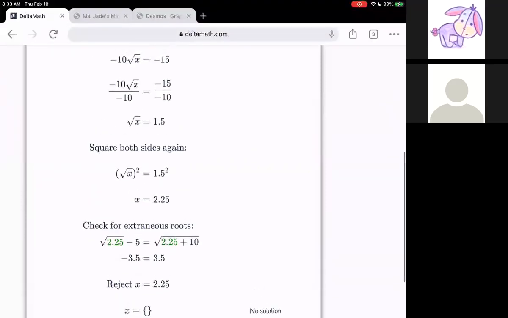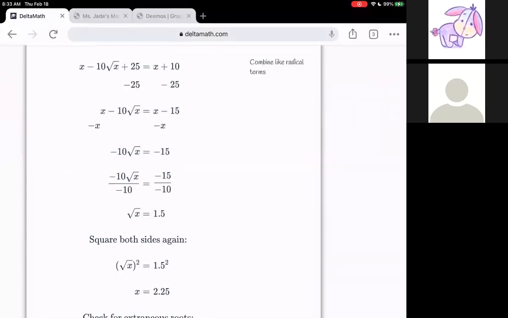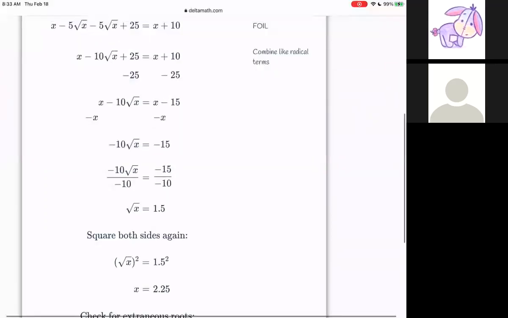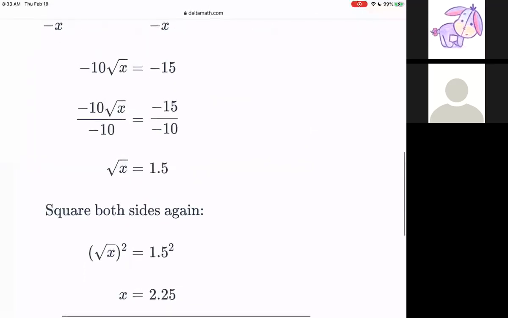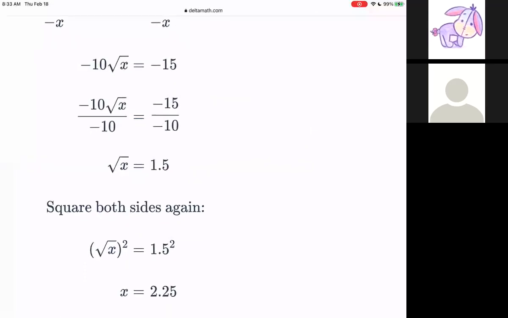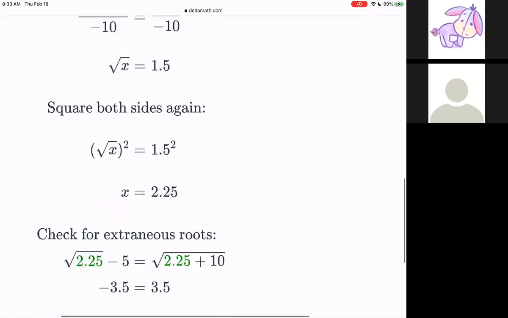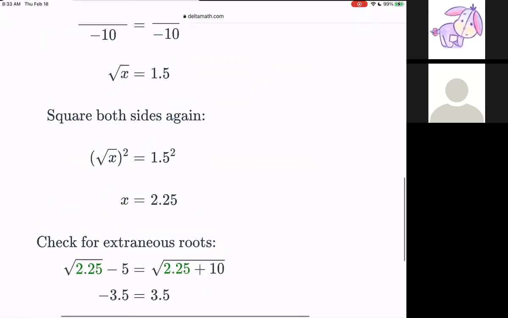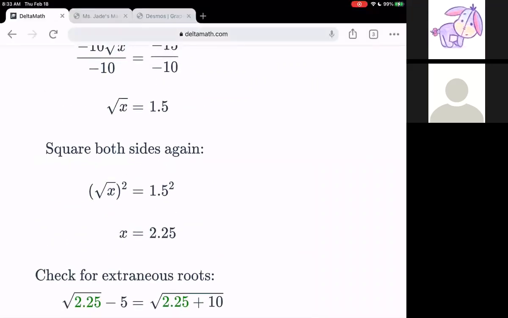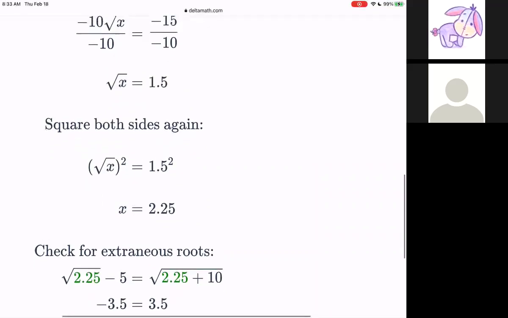Okay, so you follow those steps that we've been doing until you get your x value. Trying to zoom in here. It's lagging. Okay, so you get your x value, which you can see on the bottom. So you solve it like usual, and then now is the part where we check. So once you check your answer, let's take a look. They plug it into the original problem, and then you get square root of 2.25 minus 5 is equal to square root of 2.25 plus 10. So then when you calculate that out, you get negative 3.5 is equal to positive 3.5.